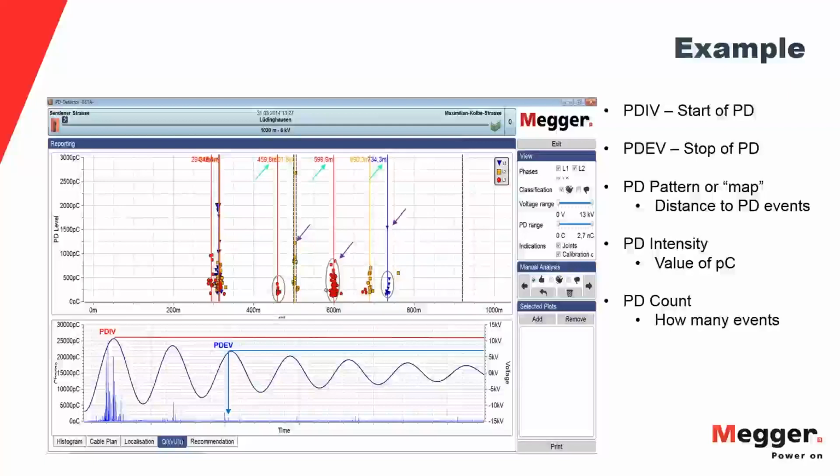And finally, the other piece of information that we have is the PD count, or the number of events that we have. So very similarly, even though this one here has clearly the highest number of counts of the ones we're looking for, that may not be the worst partial discharge out there, but it does factor into our decision making.